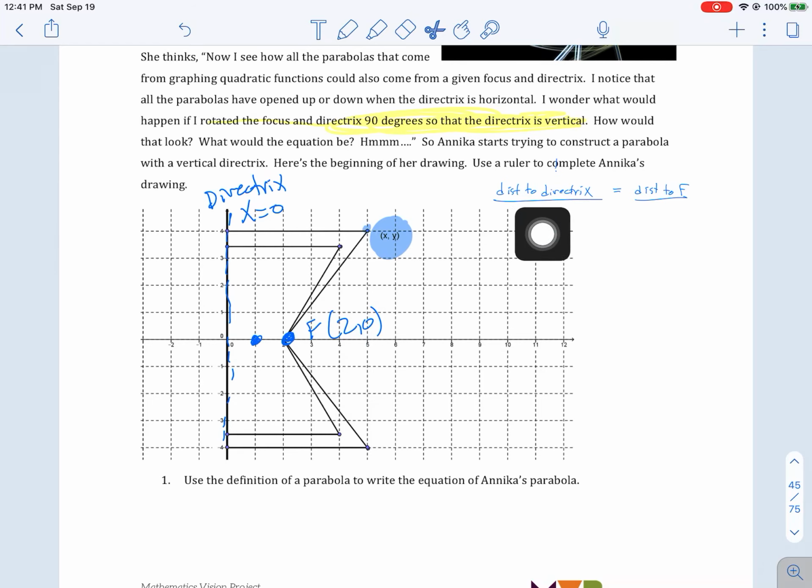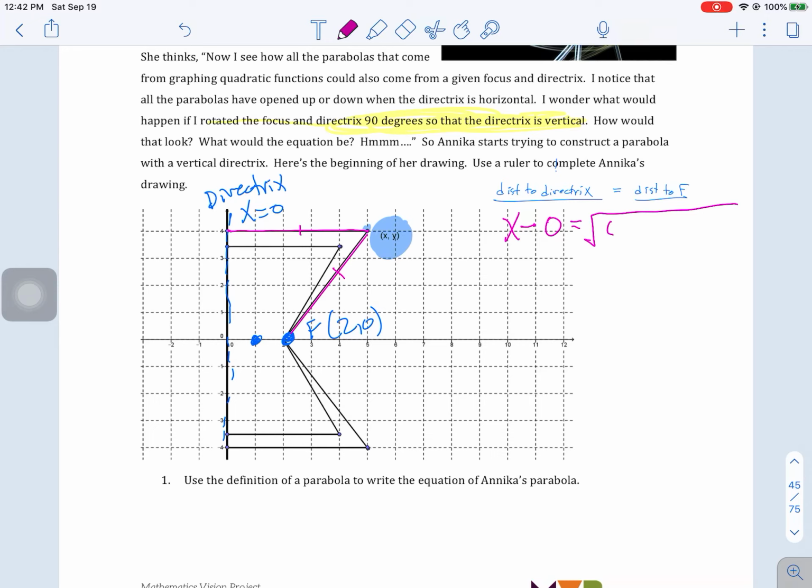and what we can do is we can use this idea that the distance to the directrix, so on this one, the distance to the directrix is right here, is equal to the distance to the focus point, which is right here. Okay, so those distances are the same, so we can write our equation based on that. The distance to the directrix is going to be x minus the directrix, which is 0. The distance to the focus, we're going to use the distance formula with our x and y.